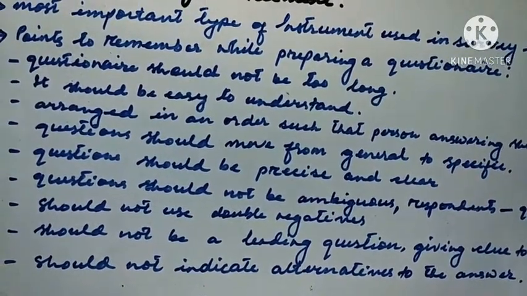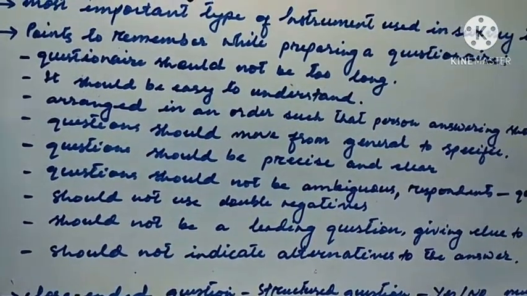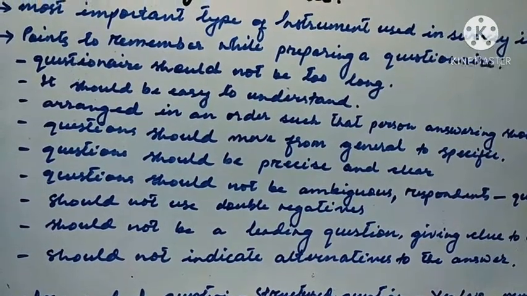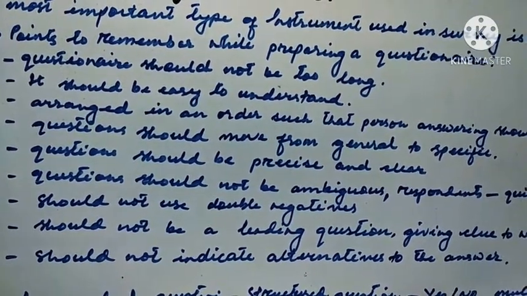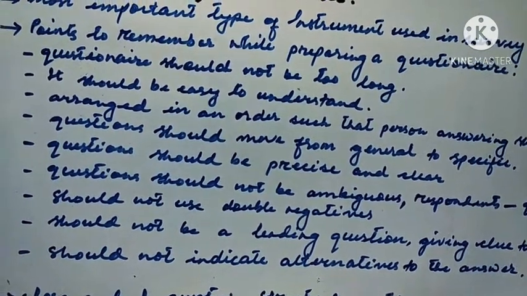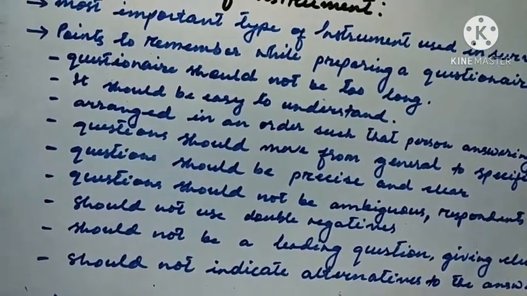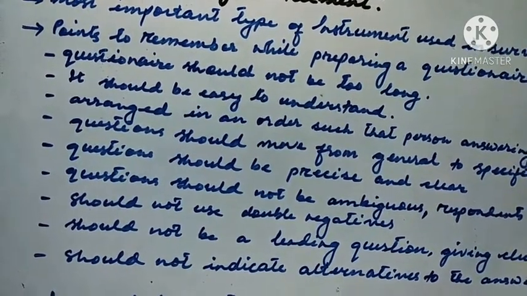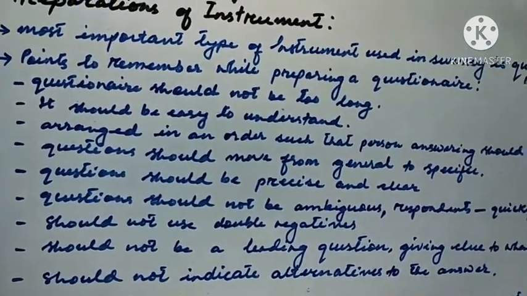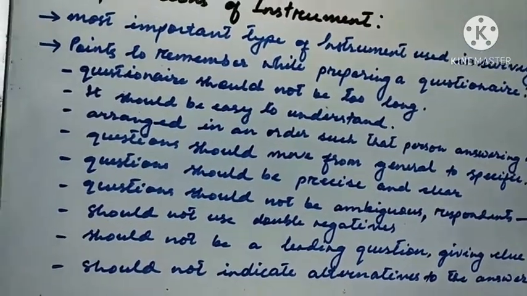The next point is, the question should not use double negatives. We should never use double negatives in a question. Questions starting with "wouldn't you" or "don't you" should be avoided as far as possible, as they may lead to biased responses. We should avoid bias, so we should not ask double negative questions.